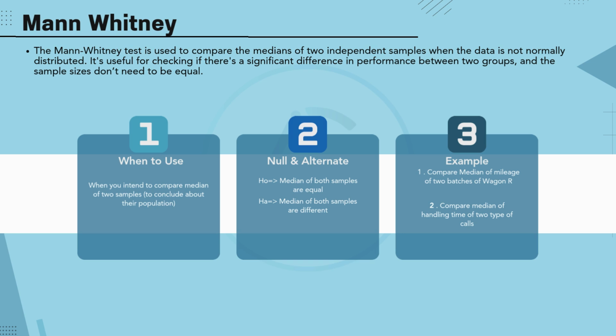Hypotheses. Null hypothesis, H0: the medians of both groups are equal. Alternate hypothesis, H1: the medians of the two groups are different.